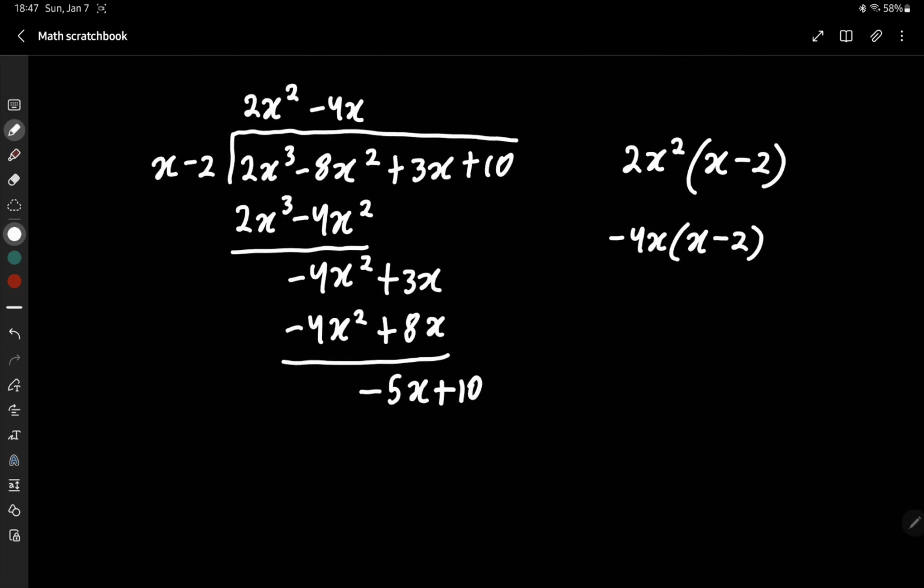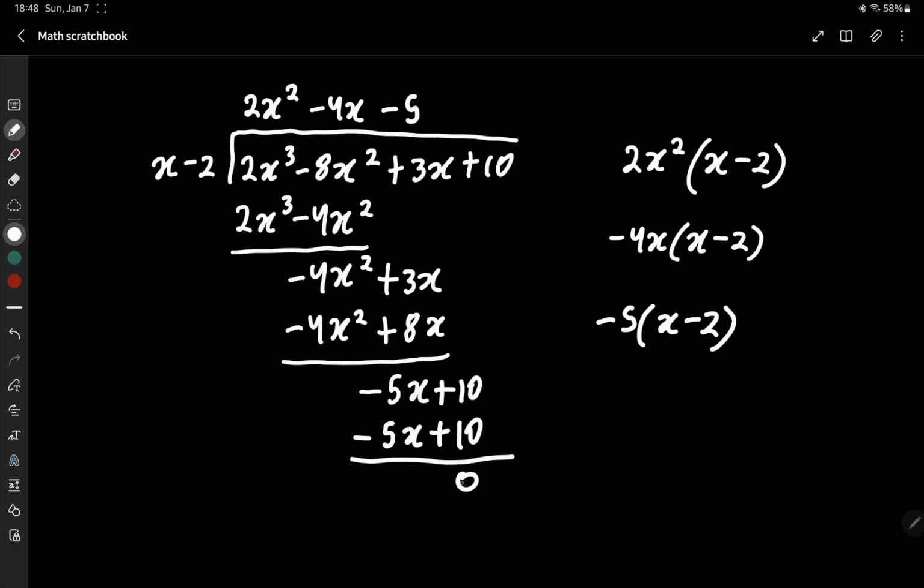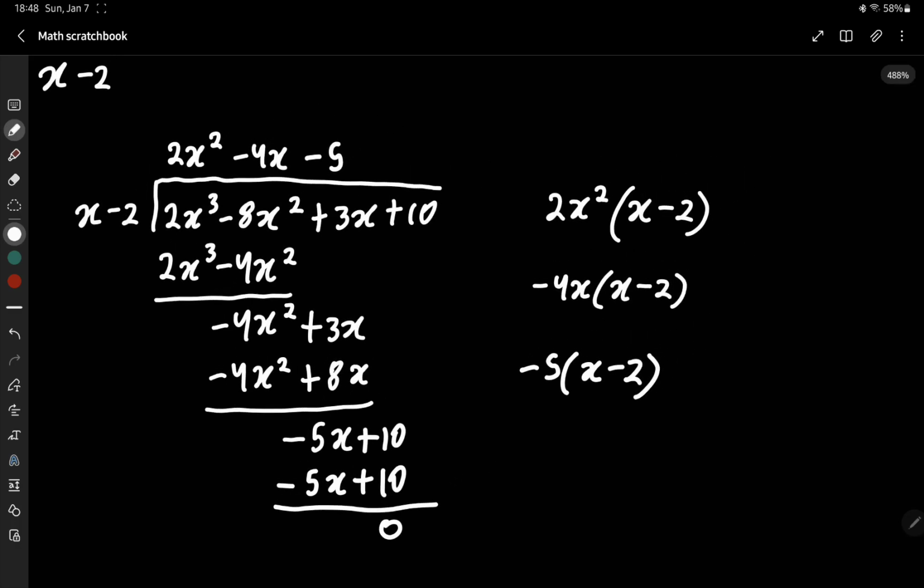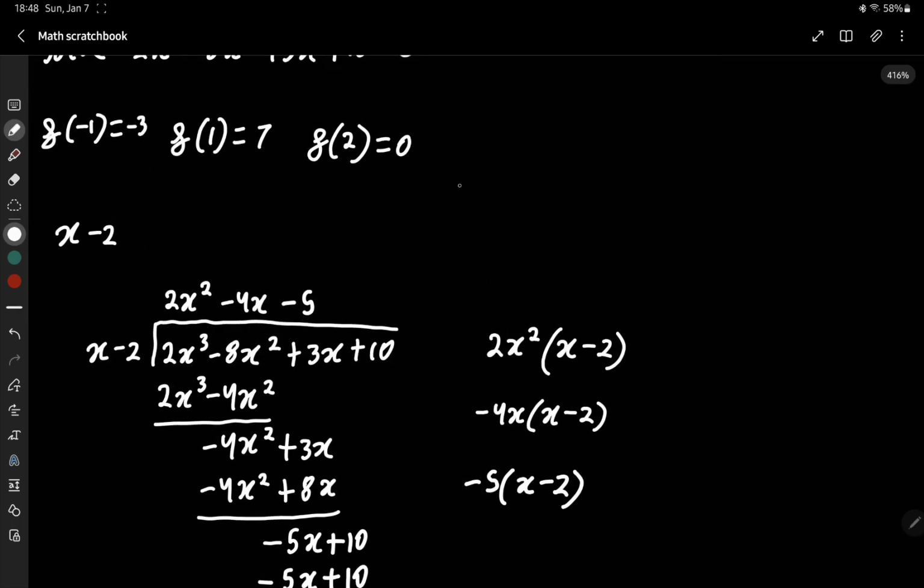And then we do minus 5x divided by x, which is minus 5. And then again, minus 5 times x minus 2 gives us negative 5x plus 10. And that just equates to 0. So we now know we have x minus 2 and 2x squared minus 4x minus 5.